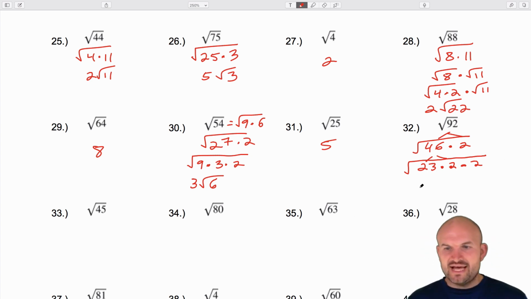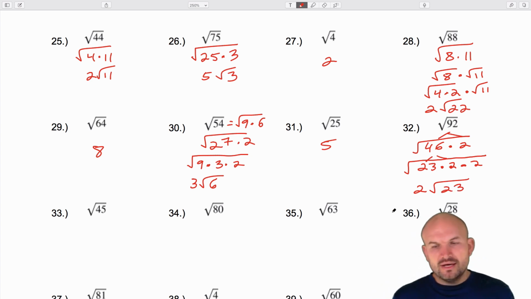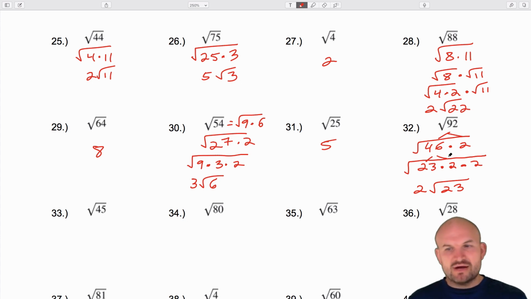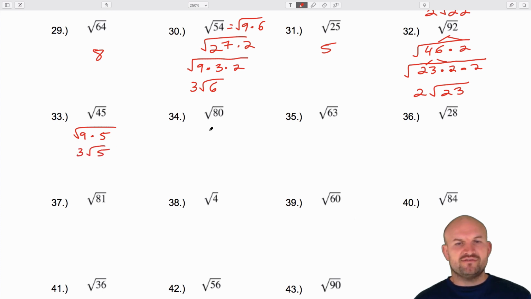However, I can recognize that, and I say, oh, that's going to be 2 times the square root of 23. Or 4 times square root of 23, if that would have came to you, which would have been awesome. But remember, that's how we can use, break down that linear factorization to help us out. Here, I'm recognizing 9 times 5. That would be 3 square root of 5.